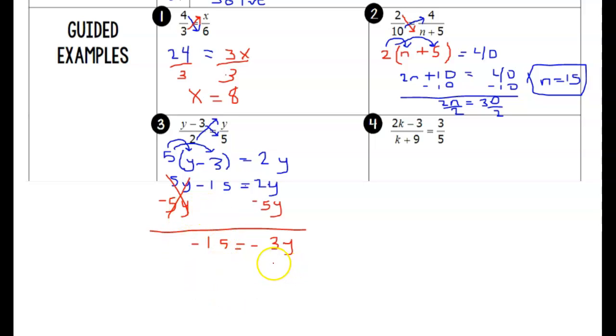Now I need to divide by negative 3 on both sides to get y by itself. And guys, this is a big thing that I see you all doing. Don't forget your negatives. A lot of you will just divide by 3. You'll get all the way down here and forget your negative sign. Please don't forget your negatives. A negative divided by a negative is a positive. So I should end up with 5. y equals 5.